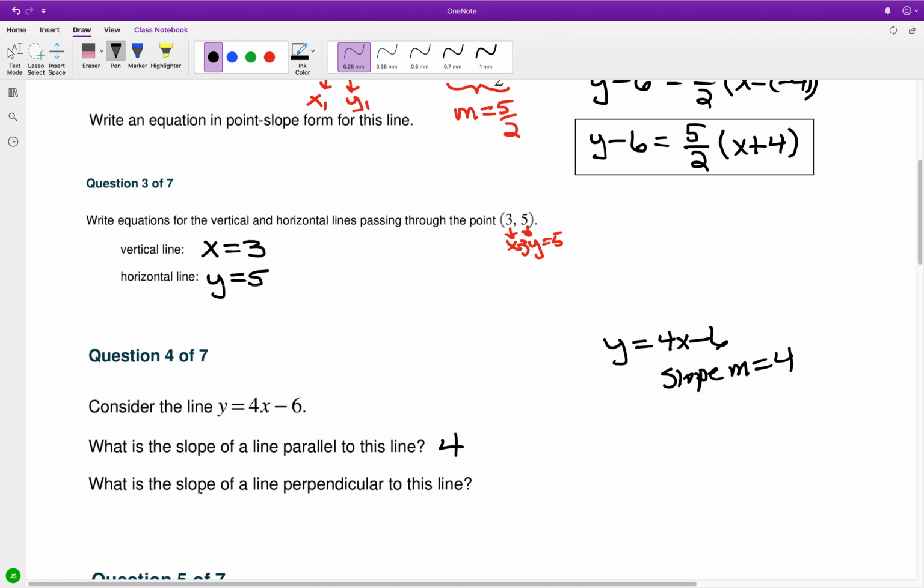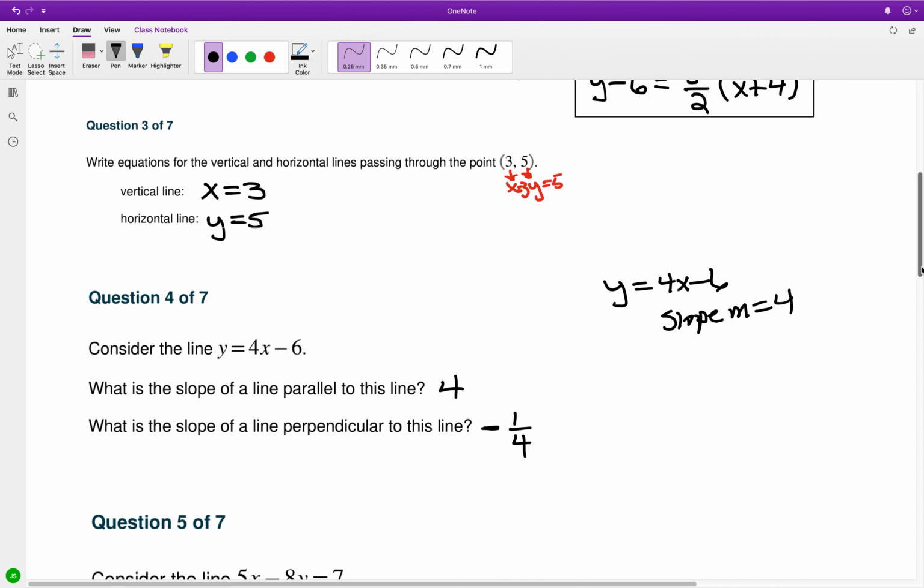Now, for the slope of the line that runs perpendicular, instead of having the same slope, the slope of the perpendicular line is going to be the opposite sign reciprocal of that of the given line. So the opposite sign reciprocal of 4 is going to be the slope of the line that runs perpendicular. Going from a positive to a negative, and then taking the reciprocal, we have minus 1/4.